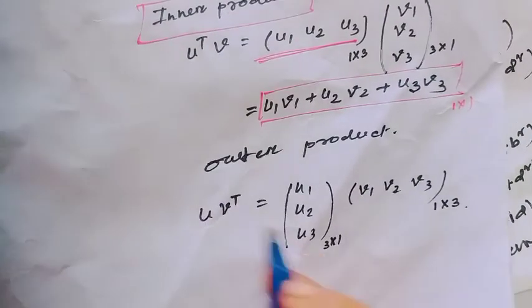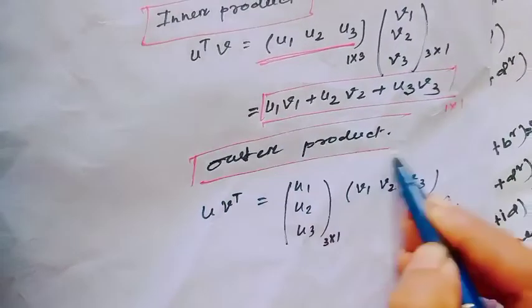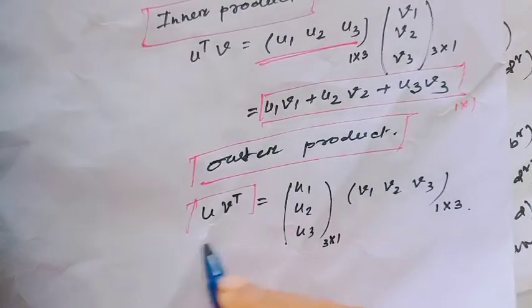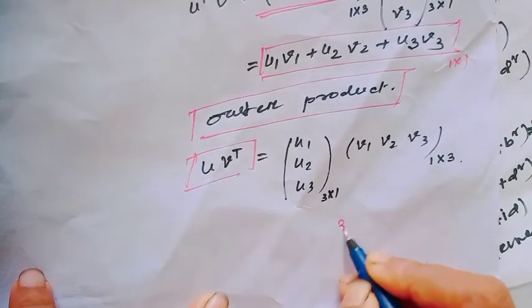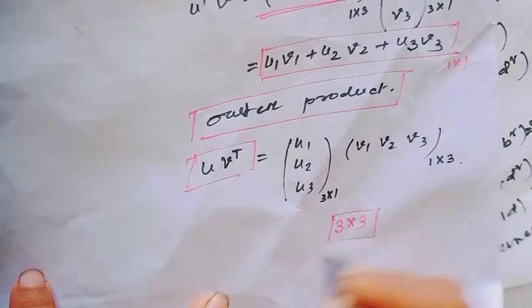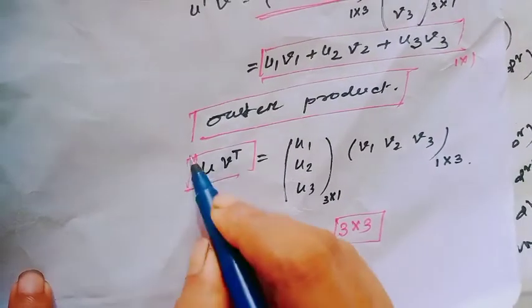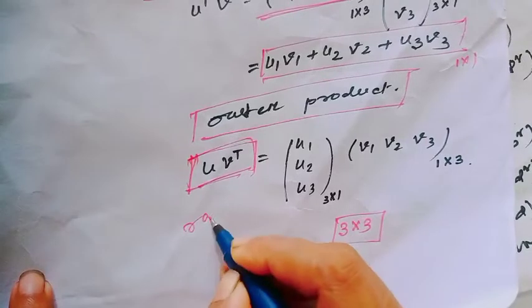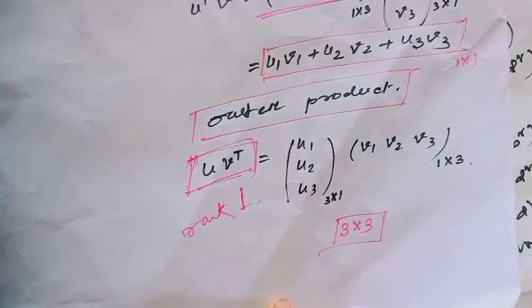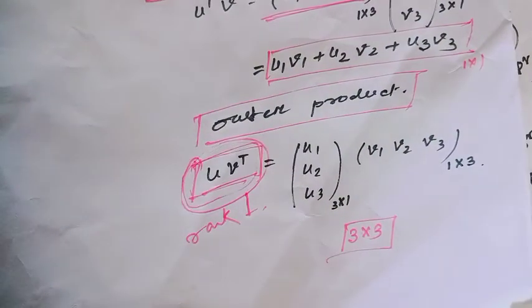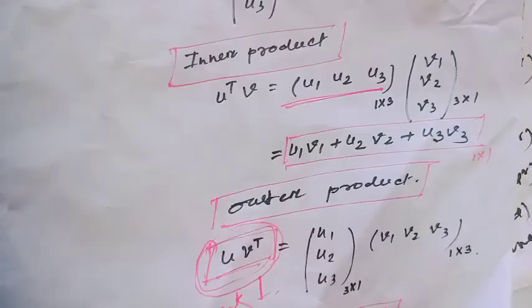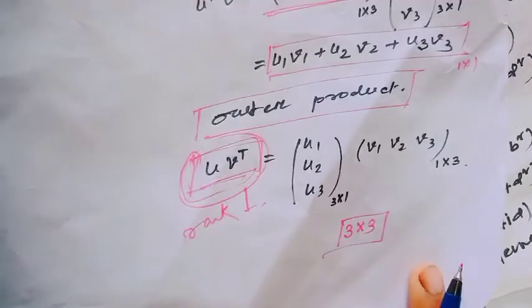But for the outer product, this would be u v transpose. So by the outer product, I will get a 3 cross 3 matrix, and this is the actual representation of a rank 1 matrix. Any matrix which has rank 1, we can write in this notation. Are you getting clearly what the inner product is and what the outer product is? Why is a rank 1 matrix called an outer product?